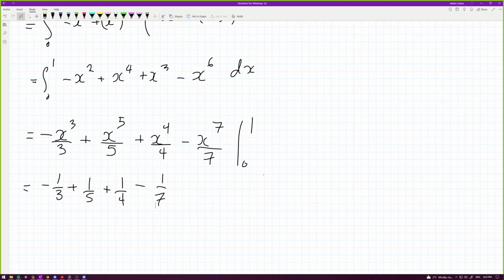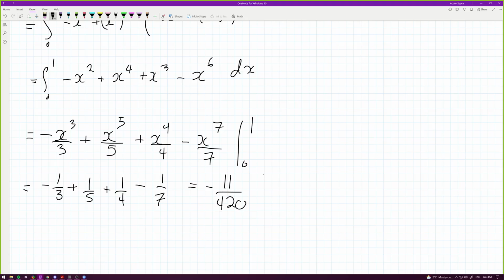thing. So negative 1/3 plus 1/5, plus 1/4 minus 1/7, and we get, yes, negative 11 over 420, and that's correct, right? That is correct for everything here.